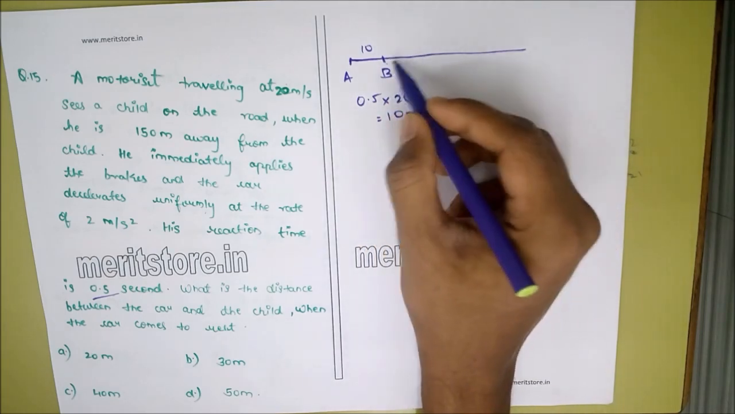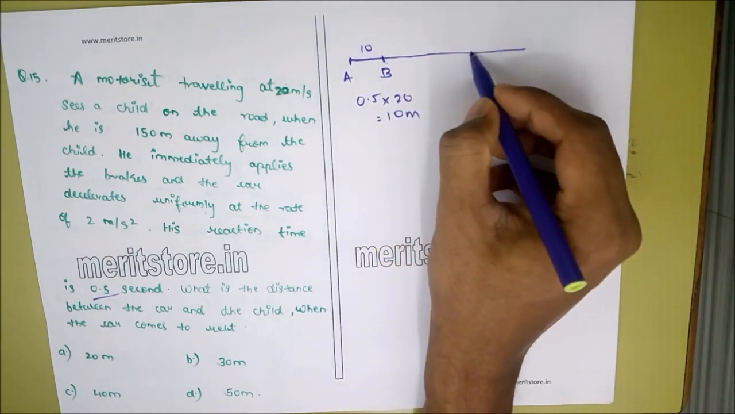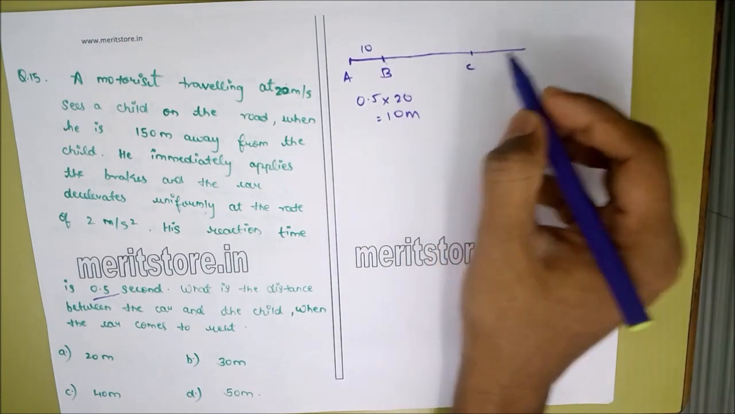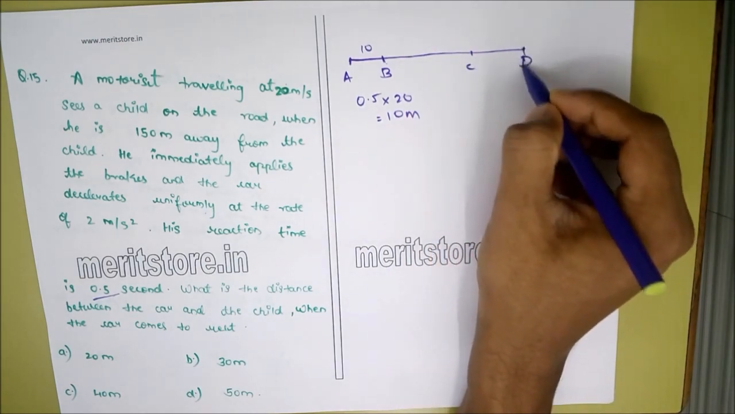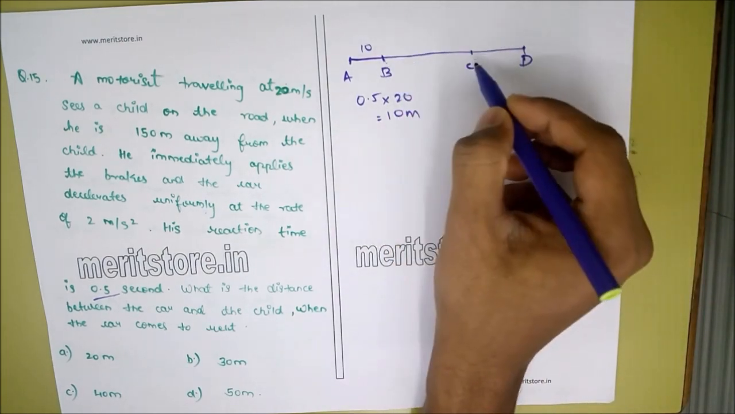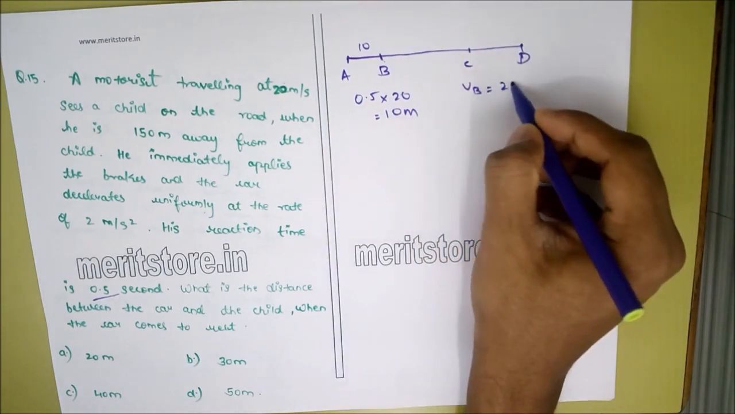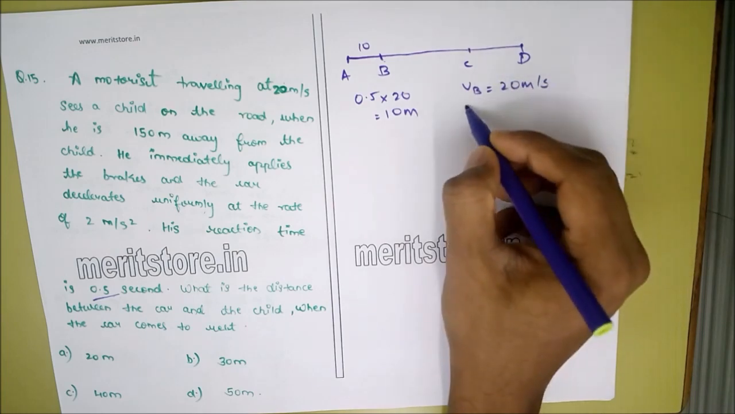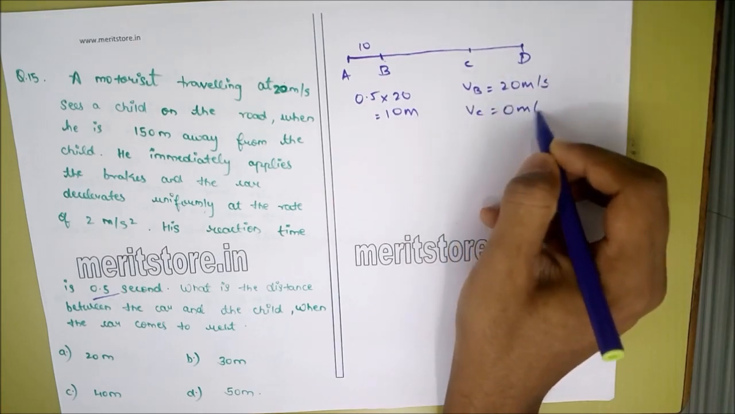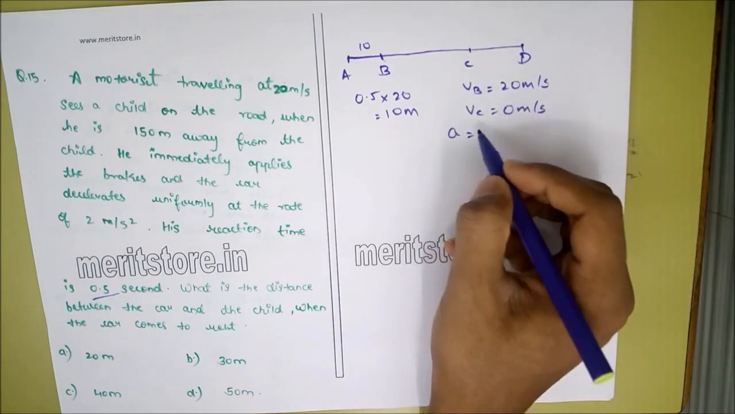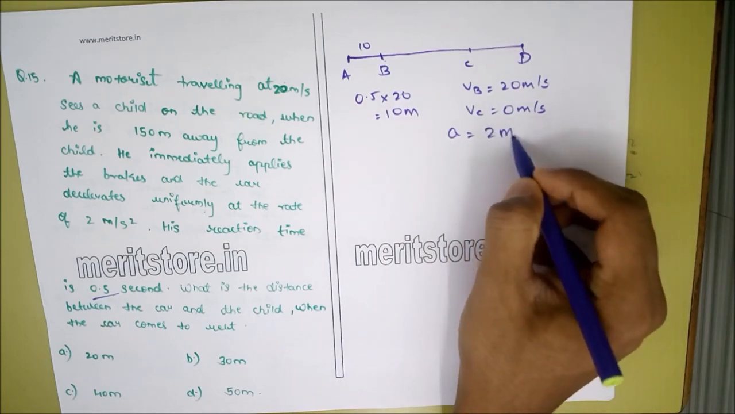At point B, the motorist applies the brake, and let's say he stops at a point C, and let the child be at a point D. So for B to C, the velocity at B is 20 meters per second, whereas at point C is 0 meters per second, and the deceleration is given as 2 meters per second square.